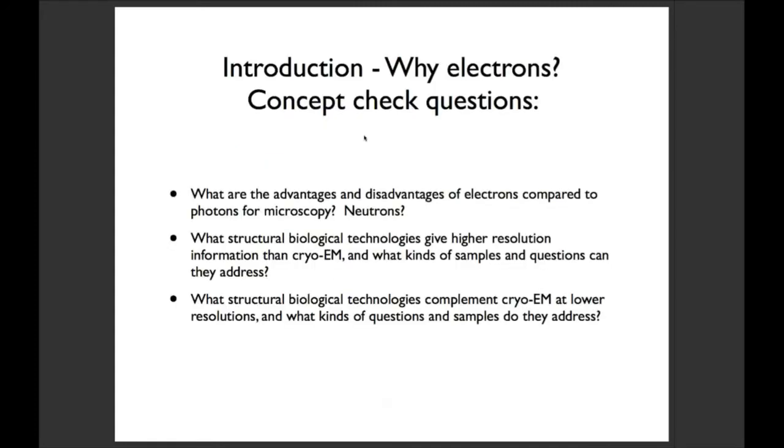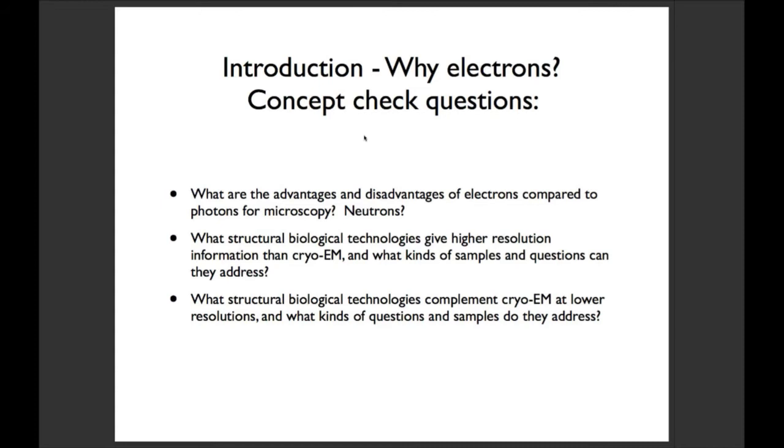So concept check. Advantages and disadvantages of electrons compared to photons. Again, electrons have a small wavelength, whereas photons for light microscopy are more in the 200 to 400 nanometer range. But photons don't damage your sample as much as electrons do. Neutrons, they haven't figured out the technology yet to create a focused, bright beam of neutrons, so that technology doesn't exist yet, but maybe one day it will, because neutrons also have a very small wavelength and are very low damage to the sample.